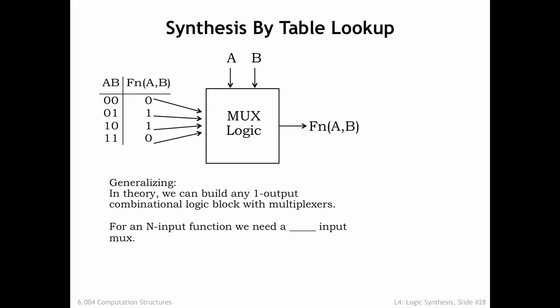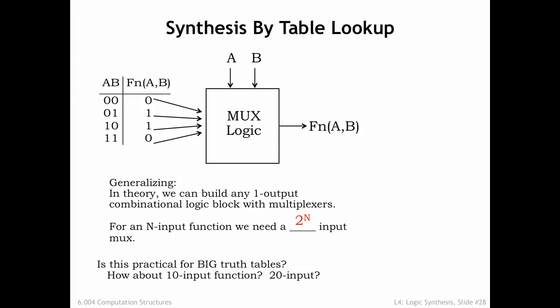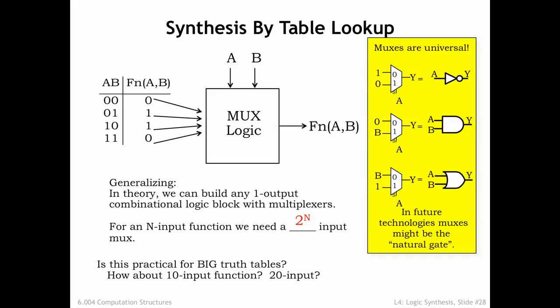So MUXes with n select lines are effectively stand-ins for n input logic circuits. Such a MUX would have 2 to the n data inputs. They're useful for n up to 5 or 6, but for functions with more inputs, the exponential growth in circuit size makes them impractical. Not surprisingly, MUXes are universal, as shown by these MUX-based implementations for the sum of products building blocks. There is some speculation that in molecular scale logic technologies, MUXes may be the natural gate, so it's good to know that they can be used to implement any logic function. Even XOR is simple to implement using only 2-to-1 MUXes.